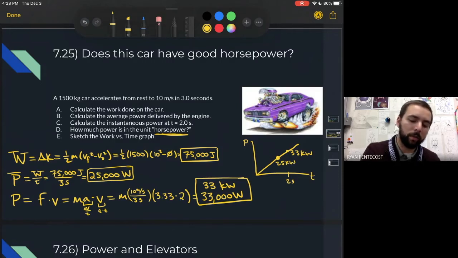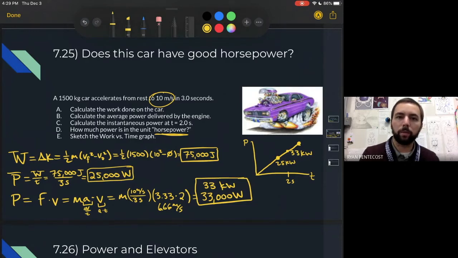So we can see that if you want to find the maximum power of an engine, you need to run it as fast as you can, right? Because we just looked at what it was part way through, at 6.66 meters per second. It wasn't even at the full 10 meters per second. So we would need to run it at that to see what the maximum horsepower of the engine is.